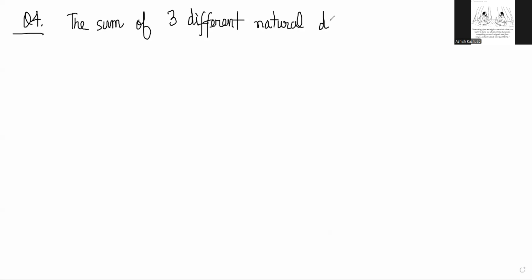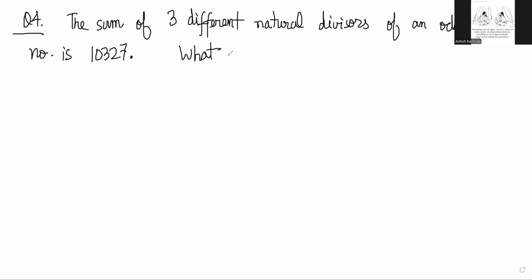Okay. Question 4: the sum of 3 different natural divisors of an odd natural number is 10,327. What is the smallest possible odd natural number, called n, by the way? What is the smallest possible value of n?